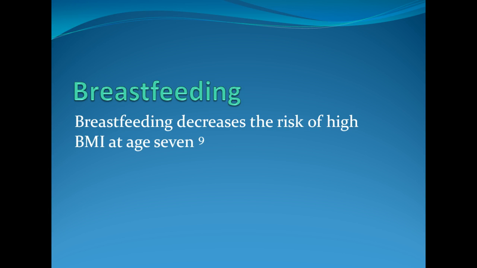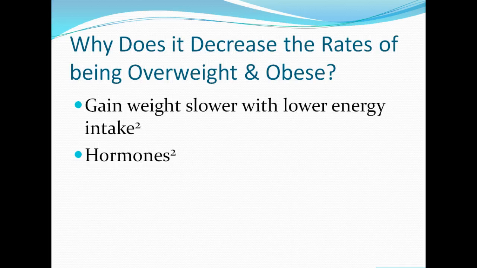The next stage of life we're going to look at is breastfeeding. It's been found that breastfeeding decreases the risk of high BMI at age 7. So why does it decrease the rates of being overweight and obese? There are a few different theories that different researchers have come up with to help explain this phenomenon. The first is infants who are breastfed generally gain weight at a slower rate and often have a lower energy intake.